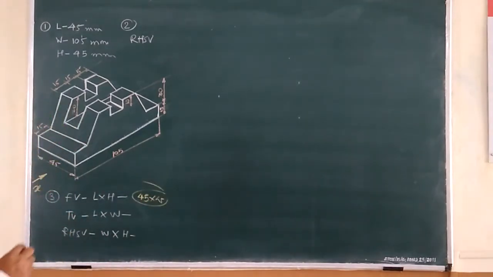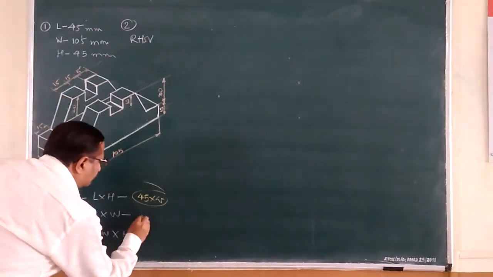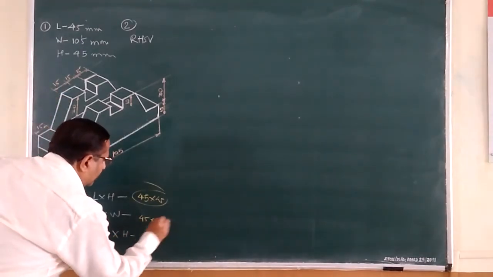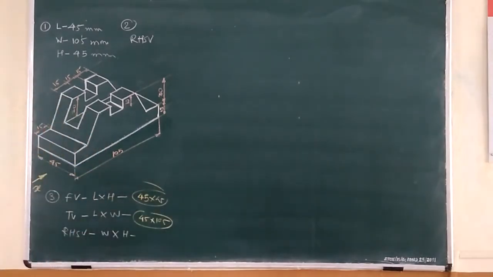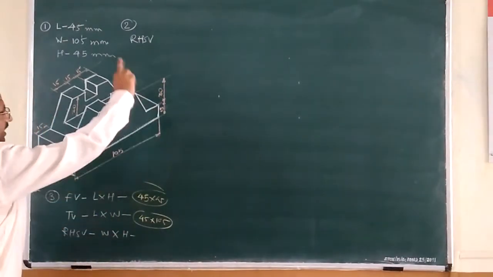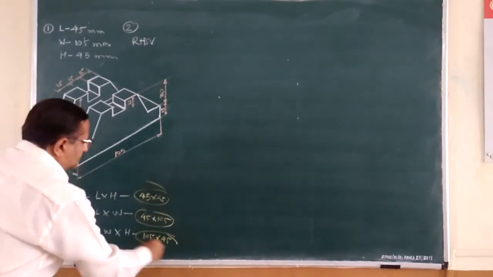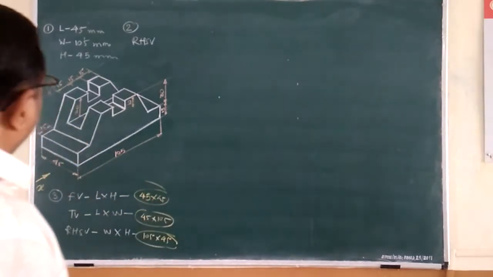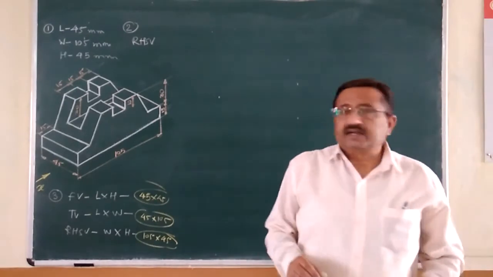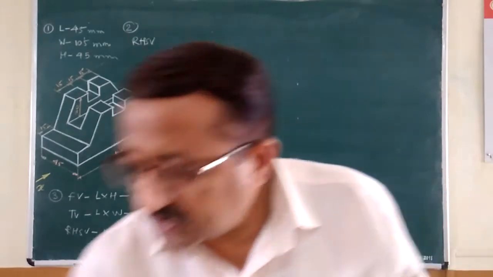It is the front area, and then the top area. In the direction of front only, we have to observe from top. Front view, top view, L by W. Length is 45, width is 105. And ultimately the right hand side area is W by H, 105 by 45. This is the RHS area.